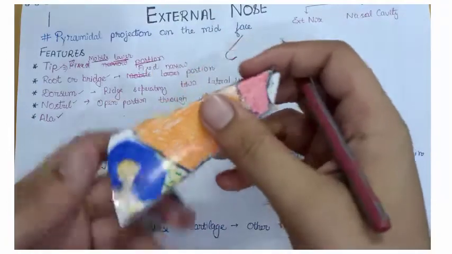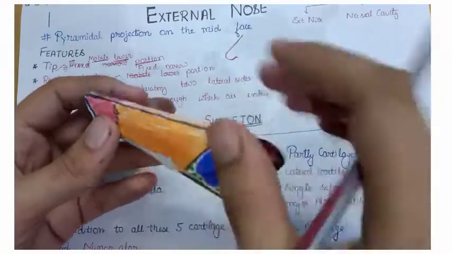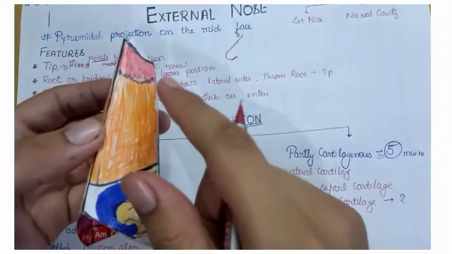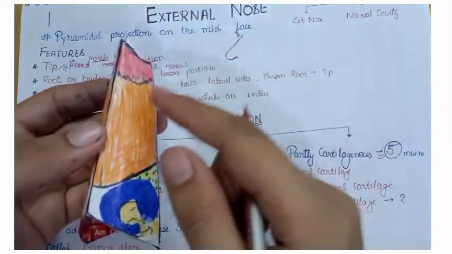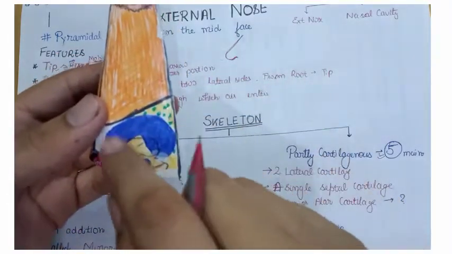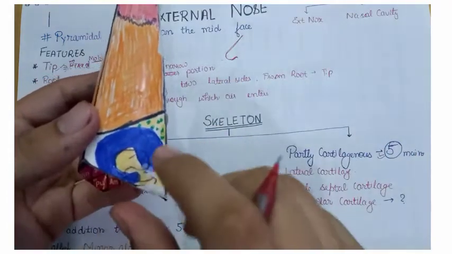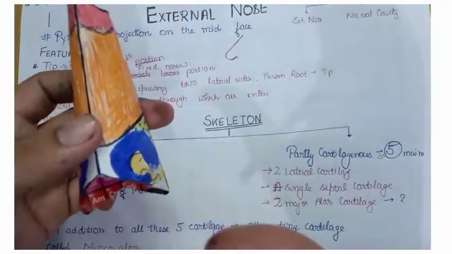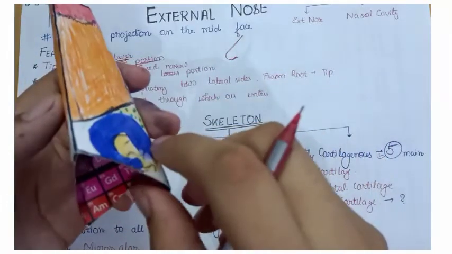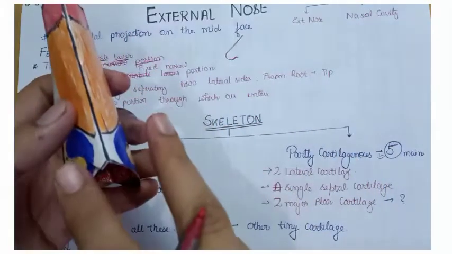And what about the cartilaginous portion? This orange portion that you are able to see on both sides is a cartilage called the lateral cartilage. So we have in total 5 cartilages. These are the 2 lateral cartilages, and this horseshoe shape structure that you are able to see, in blue color, is nothing but the major alar cartilage. Okay, I hope it's very clear. We have 2 lateral cartilages and 2 major alar cartilages. So out of 5, we have discussed 4: 2 lateral and 2 major alar.